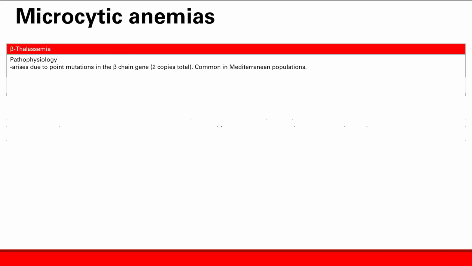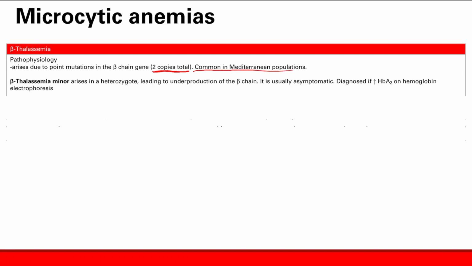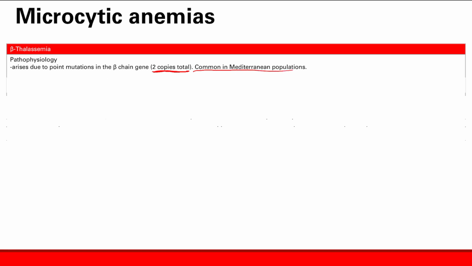Next, we're going to go to beta-thalassemia. This is the problem in point mutations in the beta chain gene. So again, there's two copies of the beta chain gene in comparison to alpha, which had 4 copies. This one is common in the Mediterranean populations. Okay. Remember that the alpha chain mutation was common in the Asian and the African populations, which was easy. So this is the one.